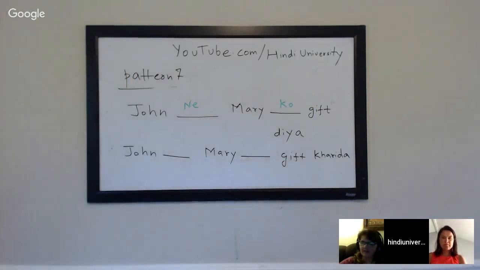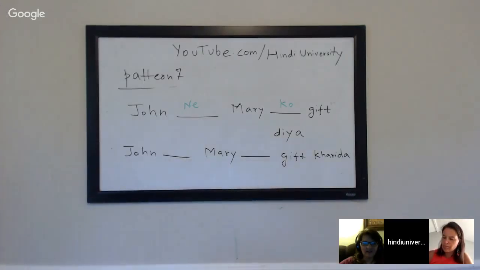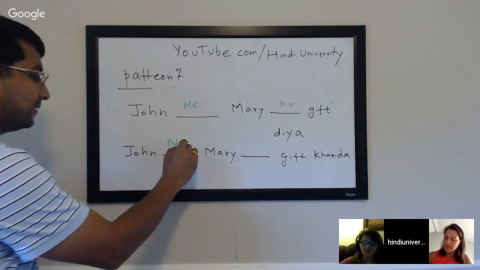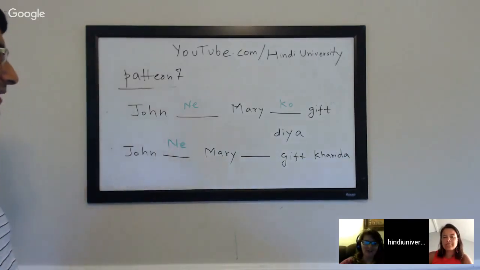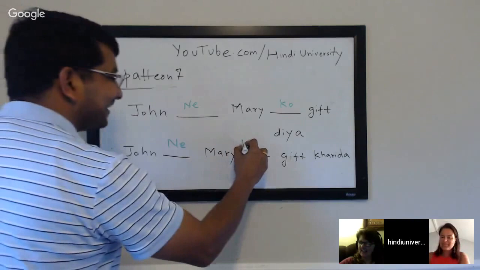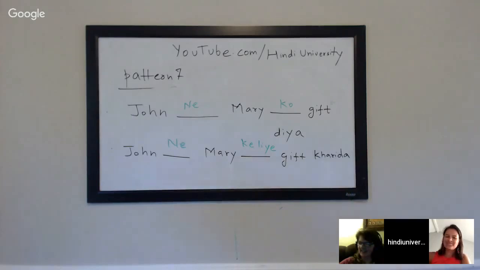Okay. The second one, think about it. Now read it again. Try it again. The second one. John, Mary, gift kharida. So John bought a gift for Mary. So it's the same John ne because it's past tense. And then I'm confused about ke and ko. She's not receiving it. He bought it for her. So ke liye. Very good, right? So John ने Mary के लिए gift खरीदा. Awesome.